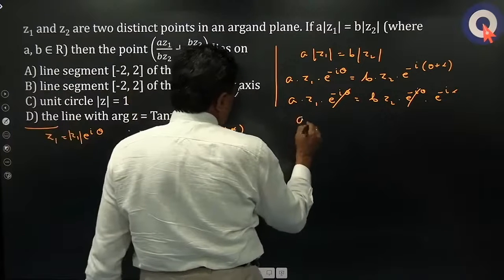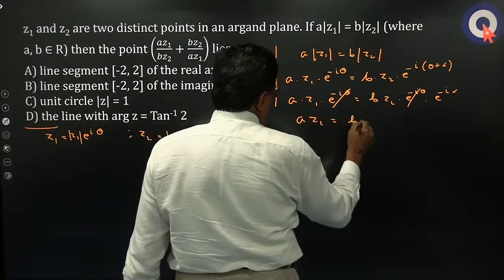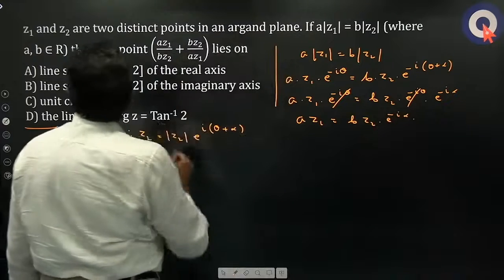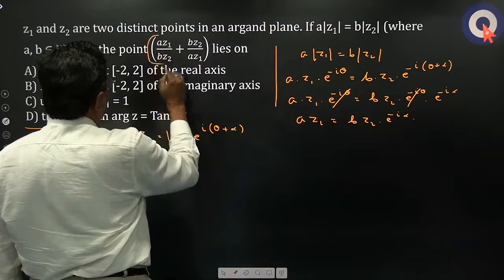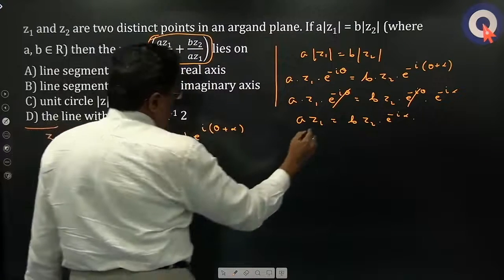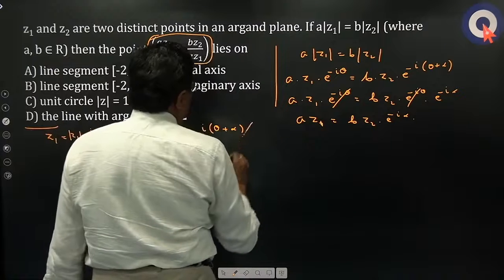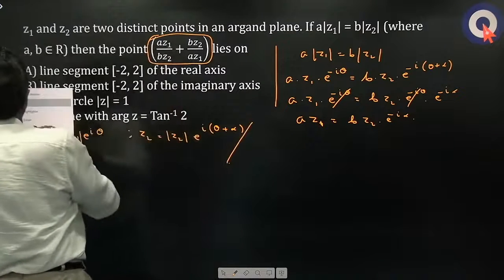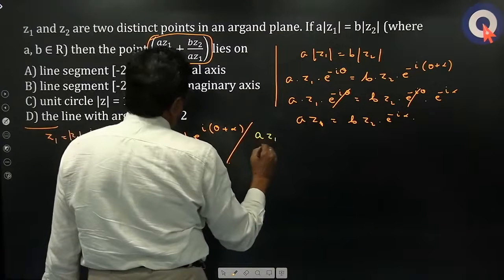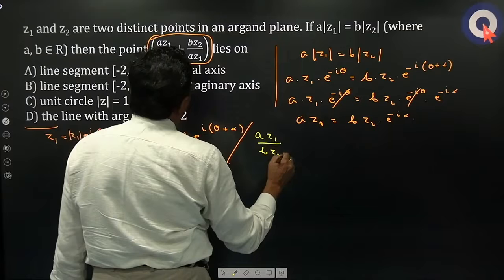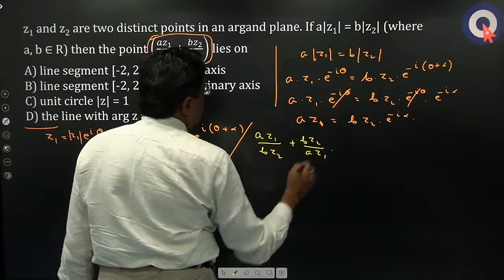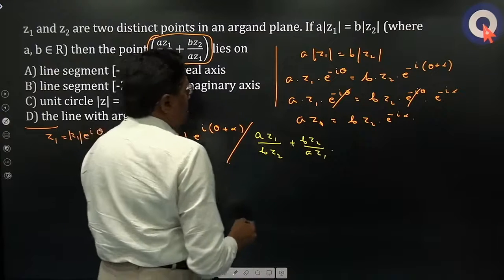So you have A into Z1 is equal to B into Z2 into e power minus I alpha. So what is then the point, this point we are talking about? A Z1 by B Z2 plus B Z2 by A Z1. All right.